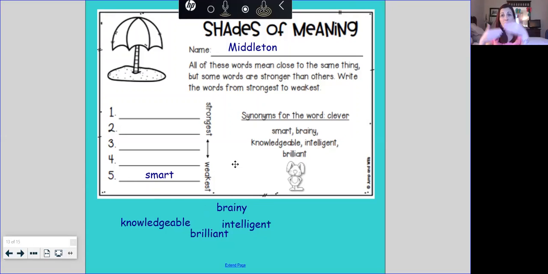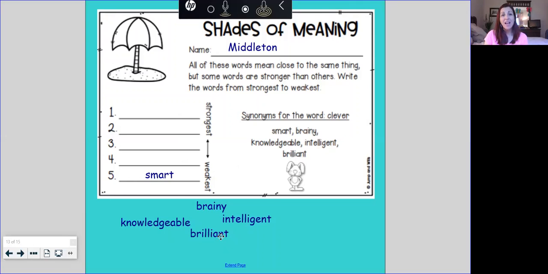Like I said, we can move these around and your opinions might be different from mine. I'd be curious to see what your families and what you think about these words. So if I want to, I'm going to think about which one is the strongest. I think that might help me rank them a little bit better. So if smart is like the weakest, which word of these is the strongest? That means like really clever or really smart. Brainy, can use your brain a lot. Knowledgeable, know a lot of things. Intelligent, or brilliant.